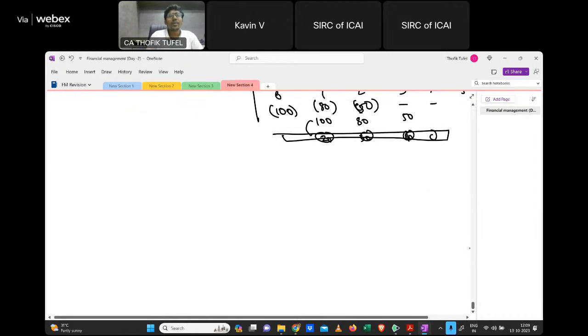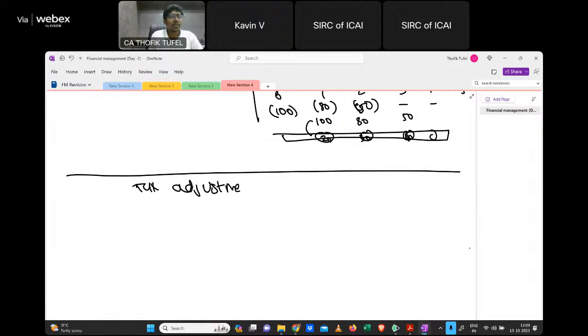Third one, very important one, tax adjustments. Now see, the tax adjustment on depreciation we already discussed, correct? Wherever tax impact will be there, depreciation will be there, because depreciation is affecting the cash flow, and depreciation tax impact will be there.